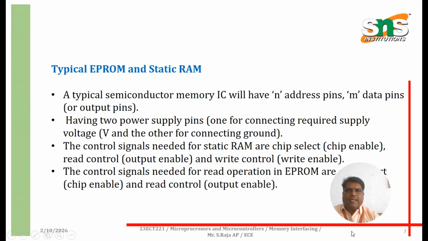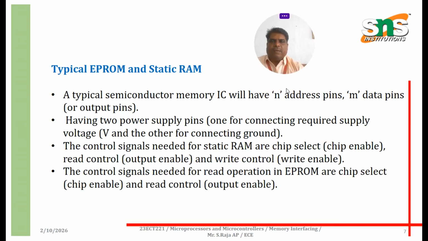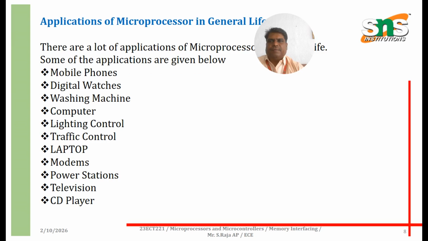Next, we can individually see what a typical EEPROM and static RAM are. A typical semiconductor IC will have n address pins and m data pins. The data pins are also called output pins. It has two power supply pins, one for connecting the required supply voltage and another for connecting the ground supply. The control signals needed for static RAM are chip select, read control and write control. The control signals needed for the read operation in EEPROM are chip select and read control.